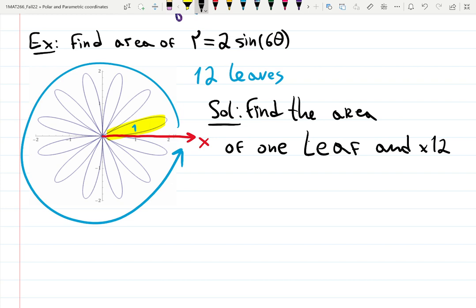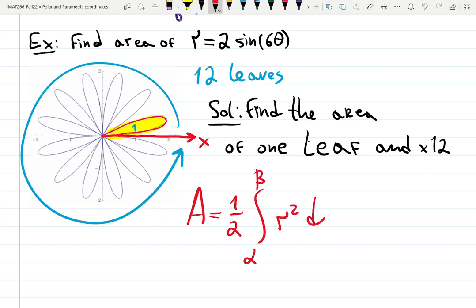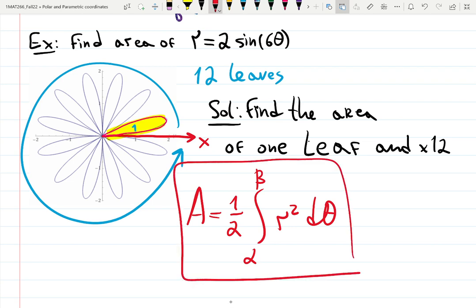Because it's repetitive, and many objects in polar are repetitive, because that's exactly why you use polar coordinates. For repetitions, for circles, for spirals, whatever is repetitive has a period. That's the idea. Write down the formula. We just covered the formula. A is 1/2 integral from alpha to beta r squared d theta. That is the formula for the area.